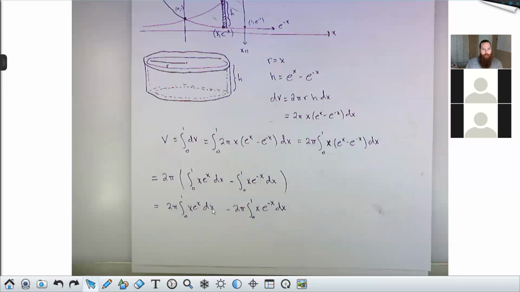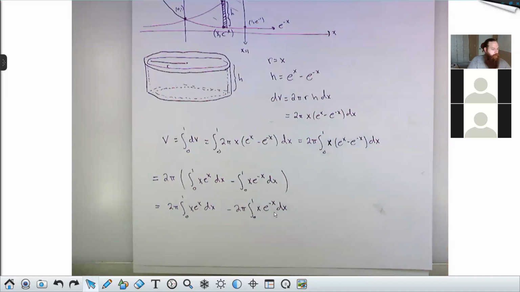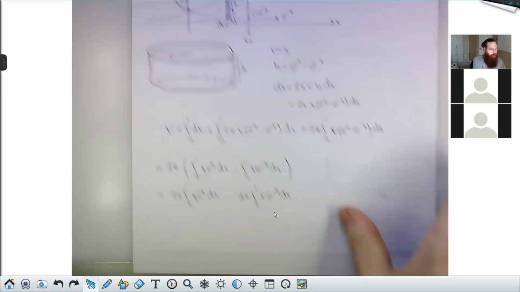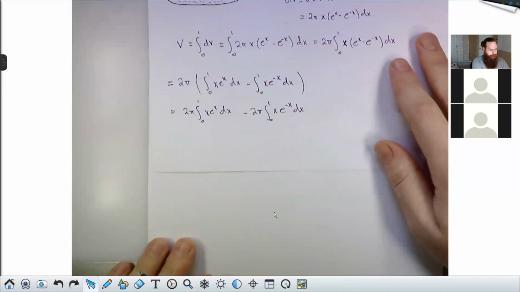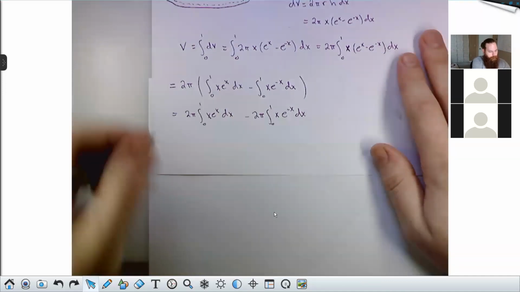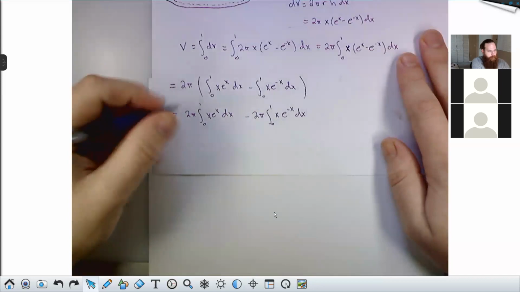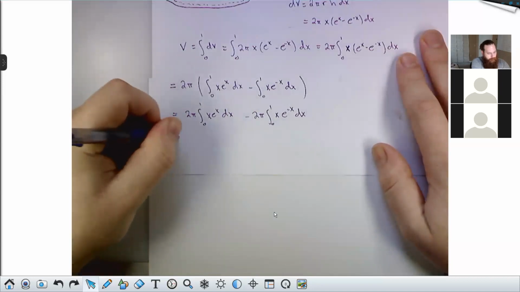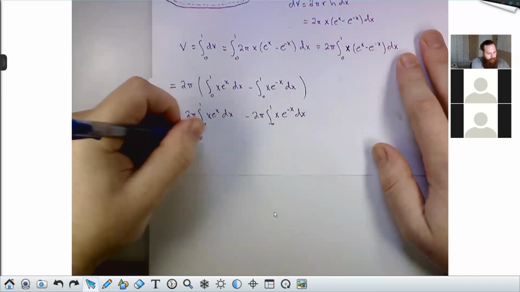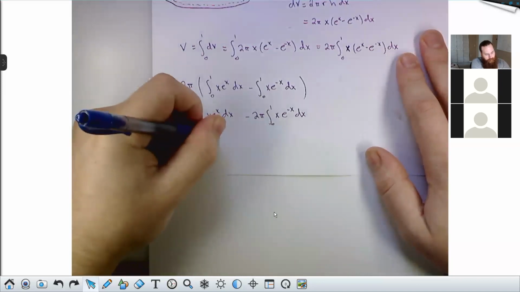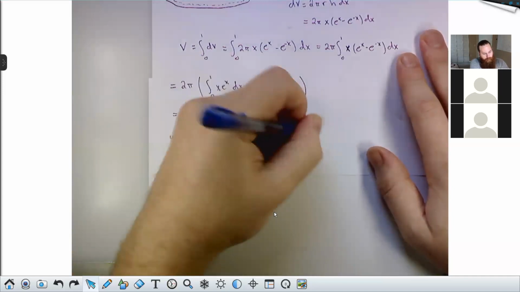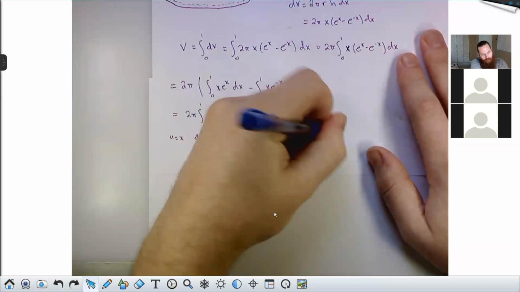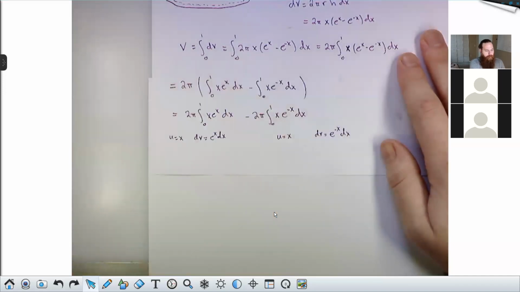I'll run through it like this since we've already started here. But then we can come back and make a little comment on how we would proceed if we wanted to go from there. Let's see. So each of these is going to get its own IVP table. Here, I'm going to let u be x and dv be e to the x dx. And over here, I'm going to let u be x and dv will be e to the minus x dx.